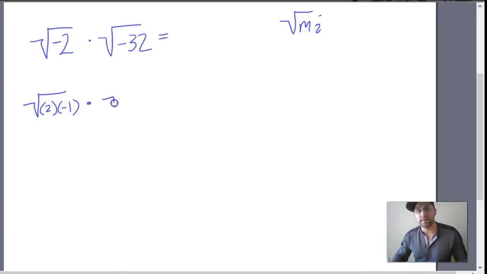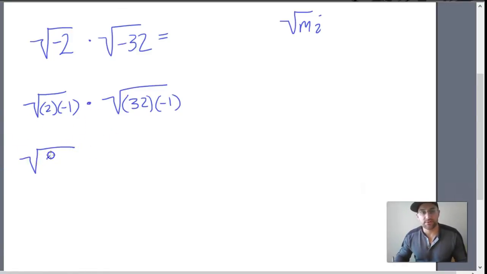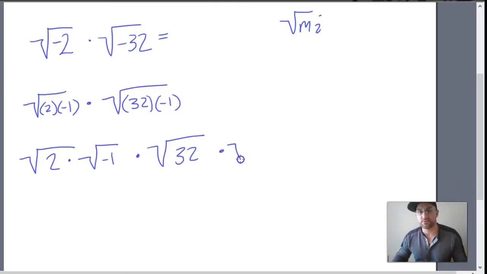And here we go. Multiply that by the square root of 32 times -1, in parentheses, right? Alright, so it's about to get good here. So we have to rewrite this real quick, just so everybody's on the same page. The same steps we always take. Square root of 2 times square root of -1, times square root of 32 times square root of -1. Same steps we always take.